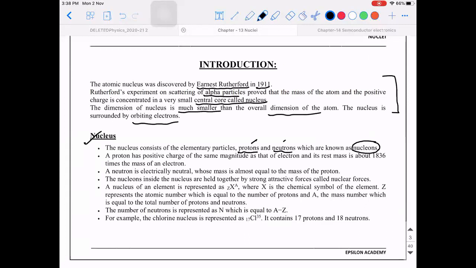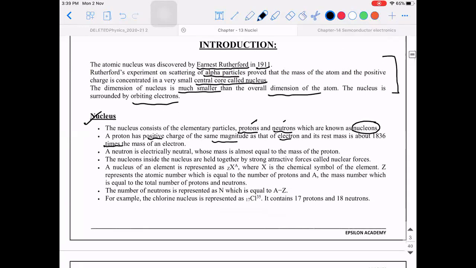Now the question comes, what is a proton? A proton has a positive charge, and the magnitude of the charge of the proton is the same as that of the electron, and its rest mass, there is something called rest mass, is about 1836 times the mass of an electron. That is, when the particle is at rest, its mass is going to be 1836 times the mass of an electron. Then what about a neutron?